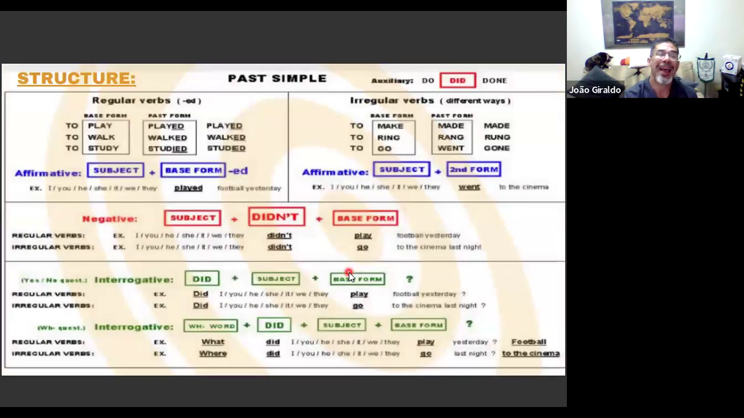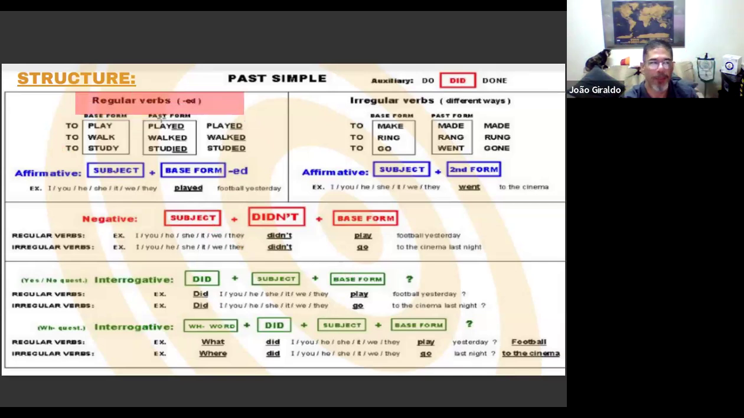All right? Here is the structure. It seems a little confusing or big, but it's not. Okay, so let's check. We have another important thing in simple past: the verbs. We have two kinds of verbs.